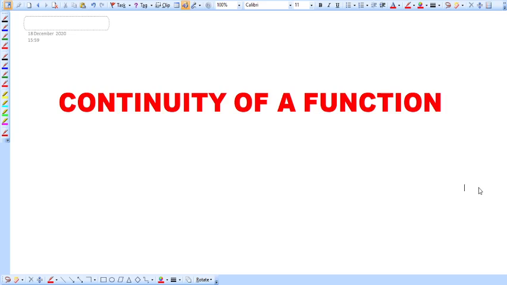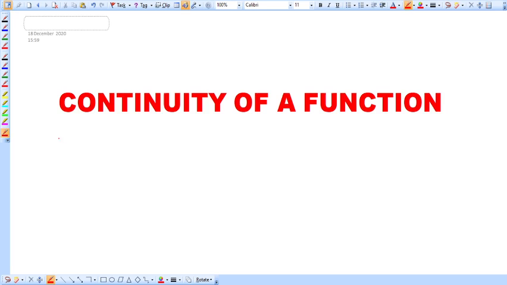In today's lecture, we are going to discuss continuity of a function. We have studied this continuity thing in elementary classes also, so it's just a kind of revision. Firstly, we are going to define what sort of function is said to be continuous at a certain point. So let us try to define this continuity.